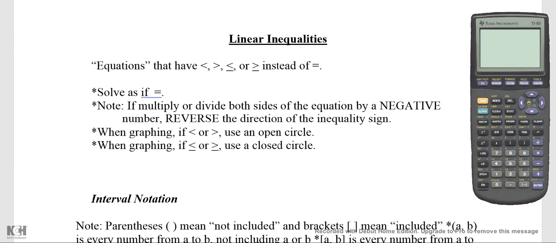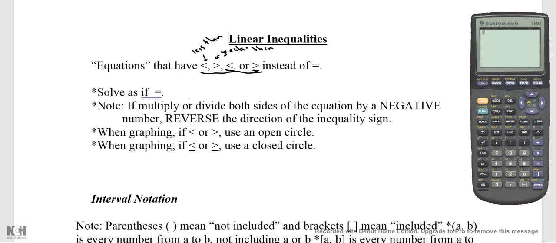The last section of Unit 2 that we want to cover is linear inequalities. When we're looking at inequalities, we're looking at essentially things that look like equations but contain one of these four symbols instead of an equal sign. These are read as less than, greater than, less than or equal to if it has the line under it, or greater than or equal to if it has the line under it.